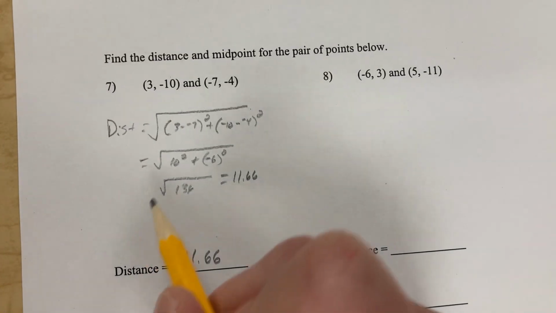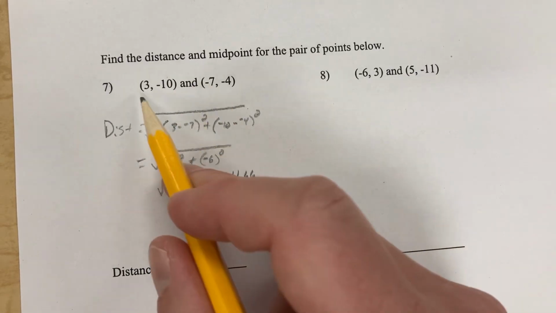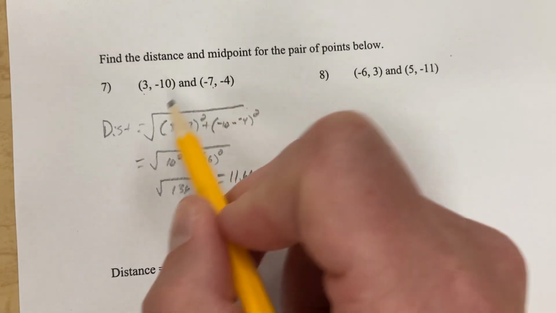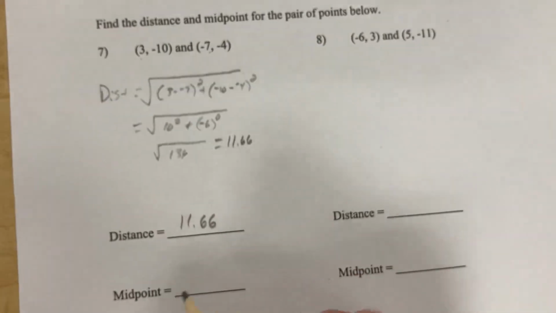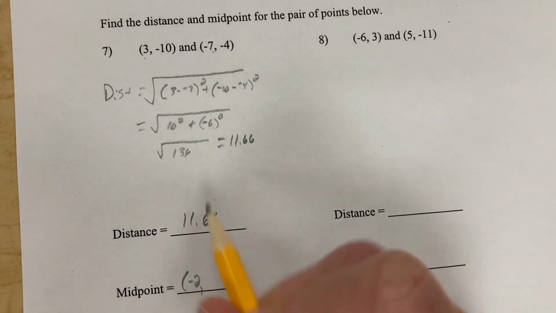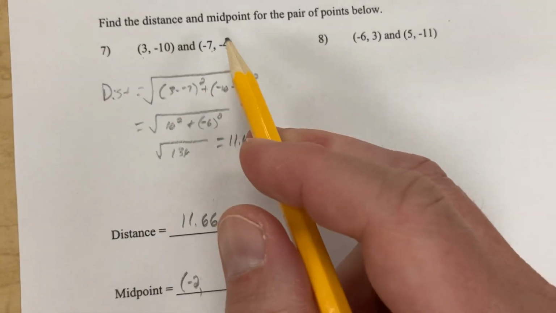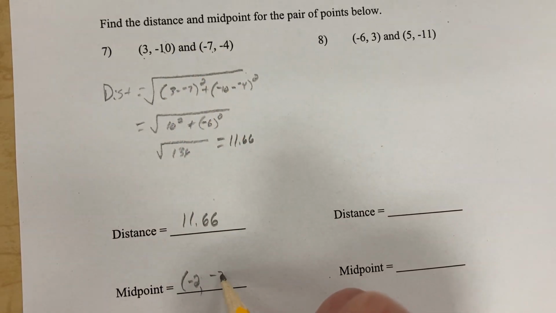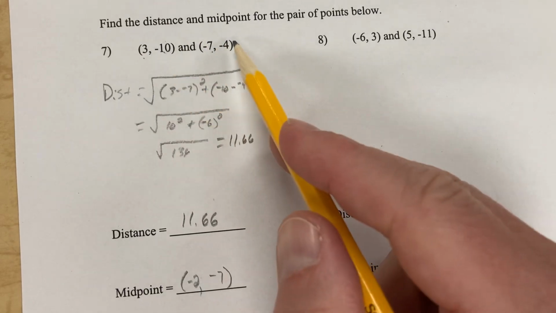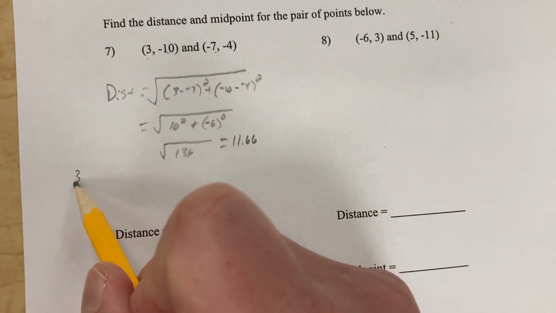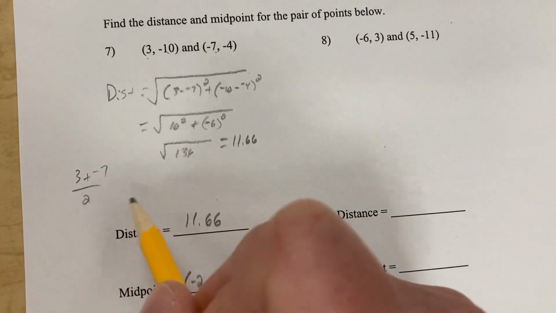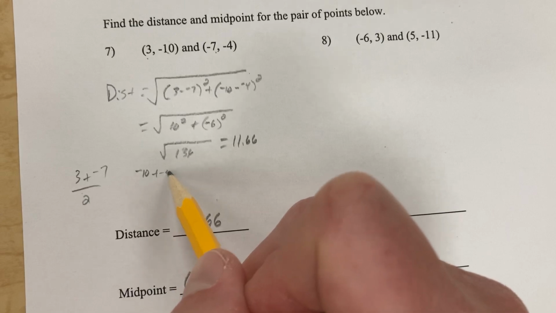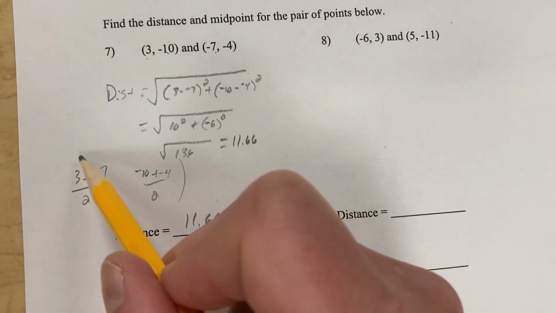As far as the midpoint goes, now we find the middle of the x's and the middle of the y's. So 3 and negative 7. If you were to count to the middle of that, you would get to negative 2. Negative 2 is 5 away from 3, and it's 5 away from negative 7. And halfway between negative 10 and negative 4 is negative 7. It's 3 away from each of them. Now, if you weren't sure, you could add those together and divide by 2. So add your x values, divide by 2, and do the same thing for the y's. That would be your midpoint.